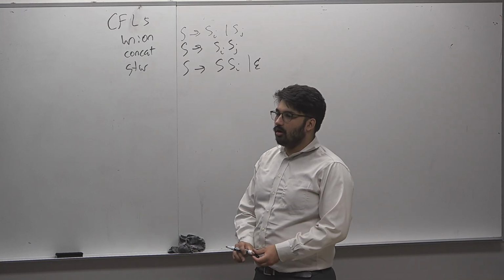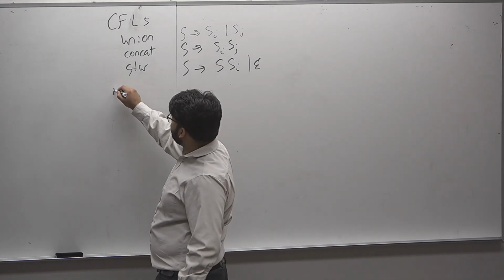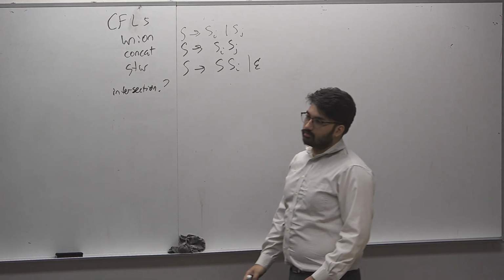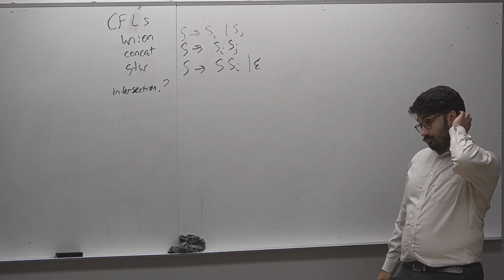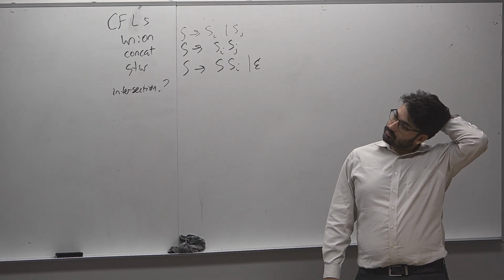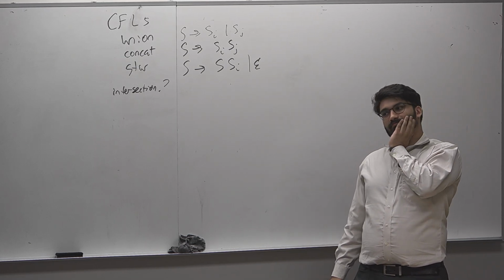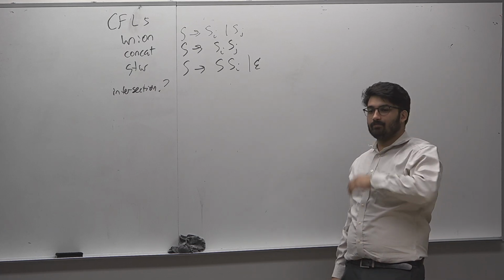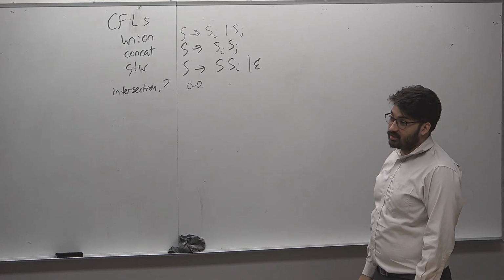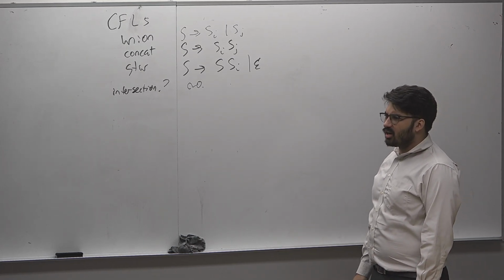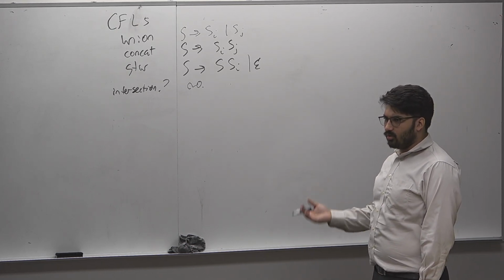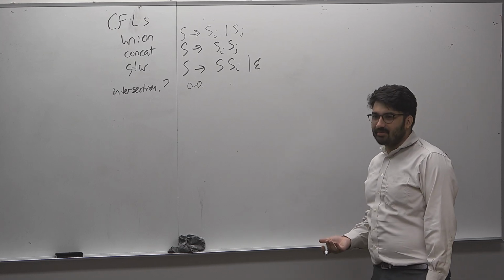Intersection. Are context-free grammars closed under intersection? Surprising. You can build a DFA for the opposite of one DFA, but you cannot make a context-free grammar for the opposite of another context-free grammar. You cannot take two context-free grammars and intersect them together, it turns out.